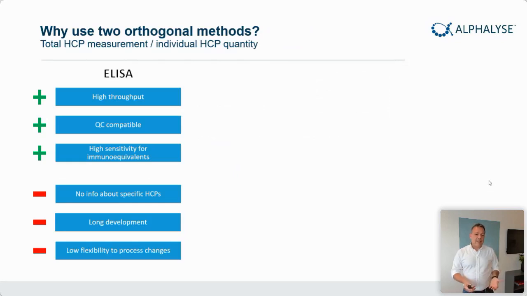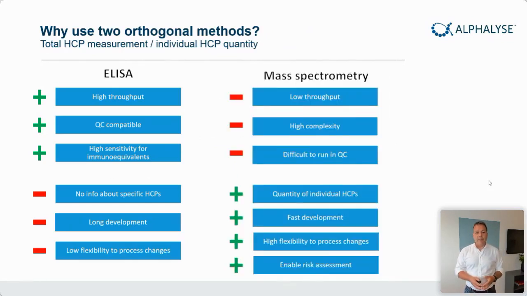The disadvantage with ELISA is that you don't get any detailed information about specific HCPs. So you just get a number for total HCP, but no detailed information. You also have long development time. If you need to develop your process-specific ELISA, you can spend a year and a half, or even more than that, on developing it. And this also gives very low flexibility. So if you do process changes later on, you might have to qualify the ELISA assay again, or even make it from scratch. So that's the main disadvantages with ELISA.